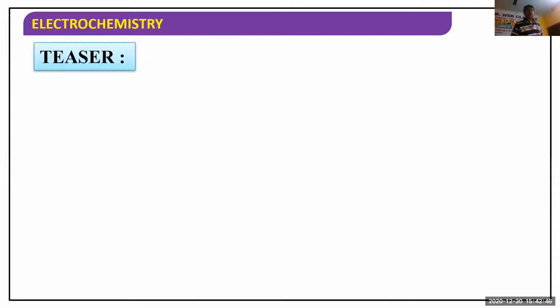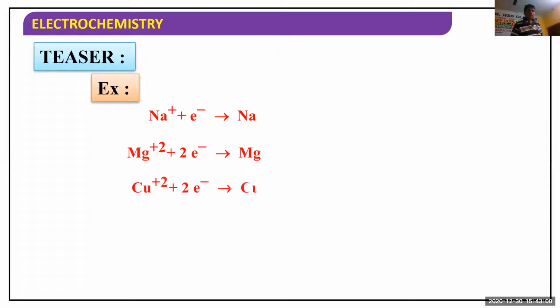And examples: Na+ + e⁻ = Na. Mg2+ + 2e⁻ = Mg. Cu2+ + 2e⁻ = Cu, and Al3+ + 3e⁻ = Al. Okay. This way.